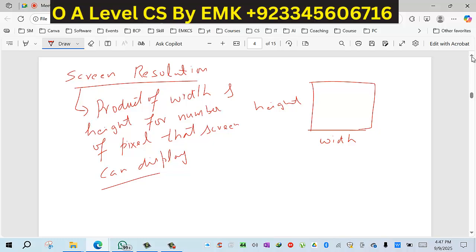If your image is more than these pixel, your image will not be displayed on that screen. So screen resolution is very, very important, and your image should be less than or equal to screen resolution. If your image resolution is more than screen resolution, you will not be able to display that image on that particular screen. Understood? Yes.